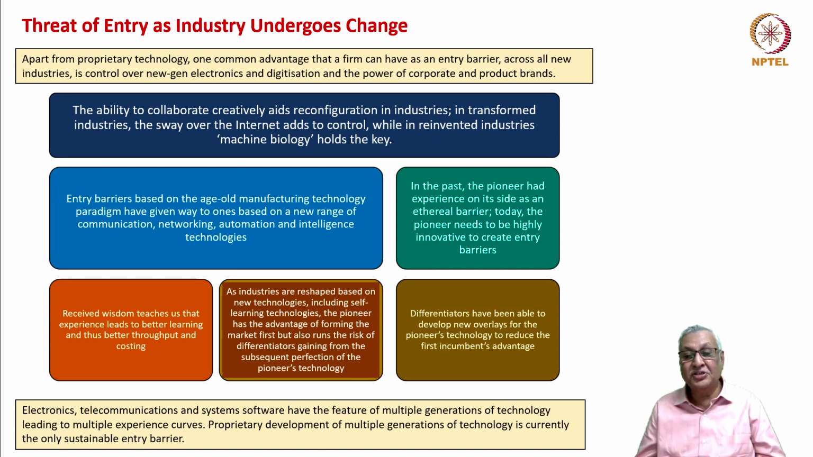But as industries are reshaped based on new technologies, including self-learning technologies, the pioneer has the advantage of forming the market first, but also runs the risk of differentiators gaining from the subsequent perfection of the pioneer's technology. Differentiators have been able to develop new overlays for the pioneer's technology to reduce the first incumbent's advantage. Therefore, electronics, telecommunication, and system software have the feature of multiple generations of technology leading to multiple experience curves. Proprietary development of multiple generations of technology is currently the only sustainable entry barrier.